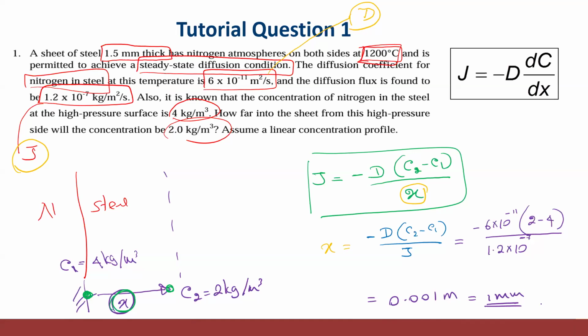Can I move to the next question? No, because the concentration change is final minus the initial. So it is 2 minus 4.